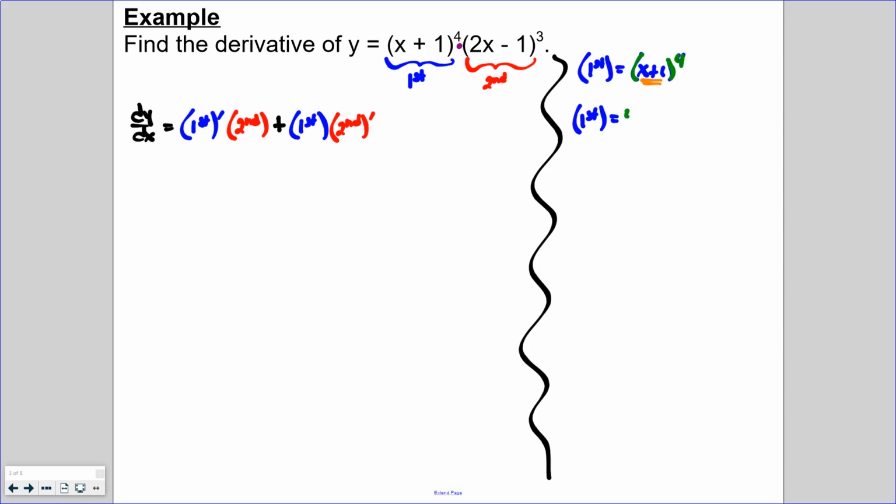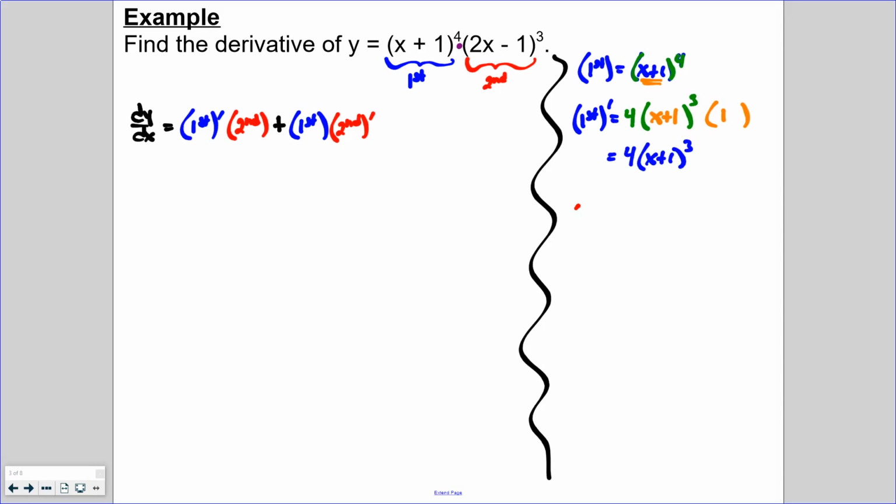So this is going to become 4 times the quantity cubed. We're then going to throw the inner function back in, which is x plus 1, and then we're going to multiply by the derivative of the inside. The derivative of x is 1, the derivative of 1 is 0, 1 plus 0 is just 1, so therefore the derivative of our first function is 4 times the quantity (x plus 1) cubed.